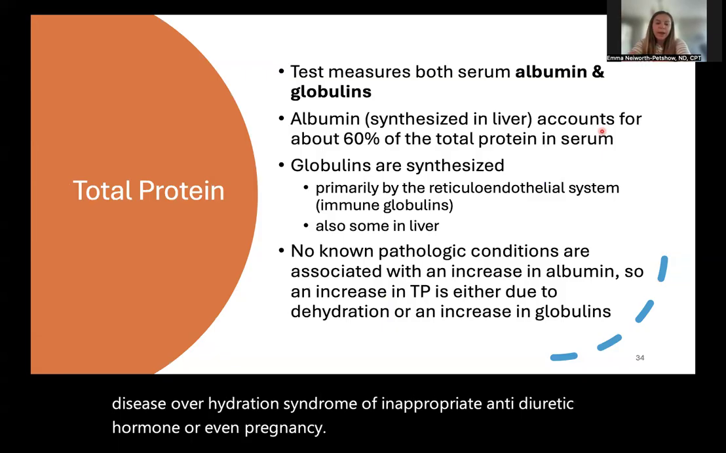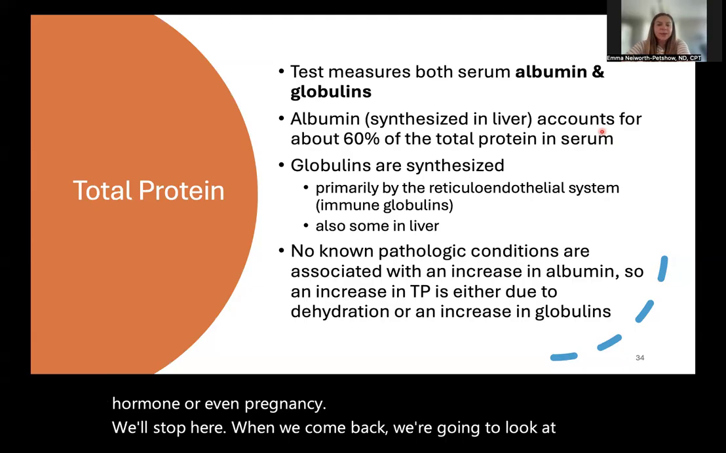We'll stop here. When we come back, we're going to look at protein and how we can measure this in the blood.